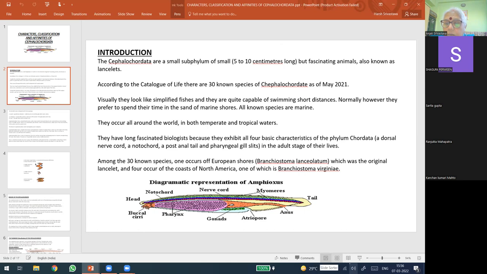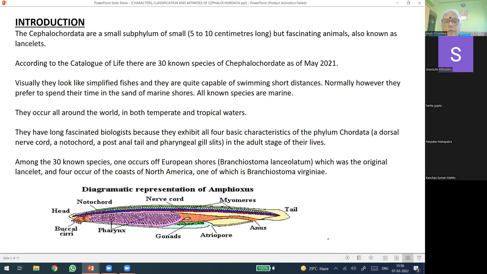I'm expanding it to the full view. Now, this is a typical diagrammatic representation of Amphioxus. Visually, they look like simplified fishes, and they are quite capable of swimming short distances. But normally, they prefer to spend their time in the sand of marine shores. All known species are marine. All protochordates are marine.